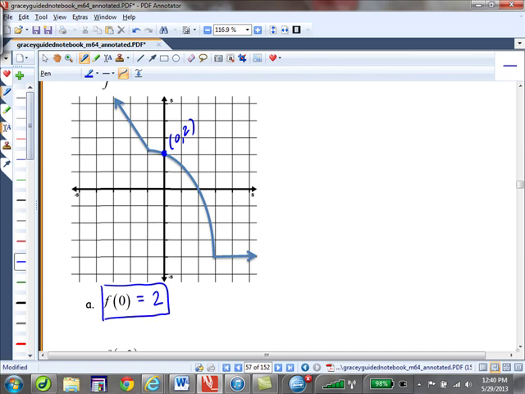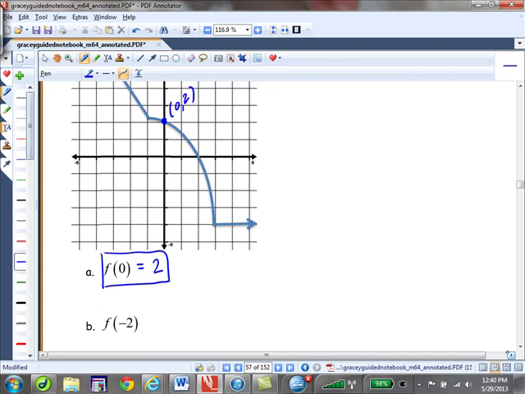All right, next up, f evaluated at -2. So again, same skill set. You go 1, 2 to the left, and then you go, in this case again, up the graph, till you hit it. It looks like it's at about 4.